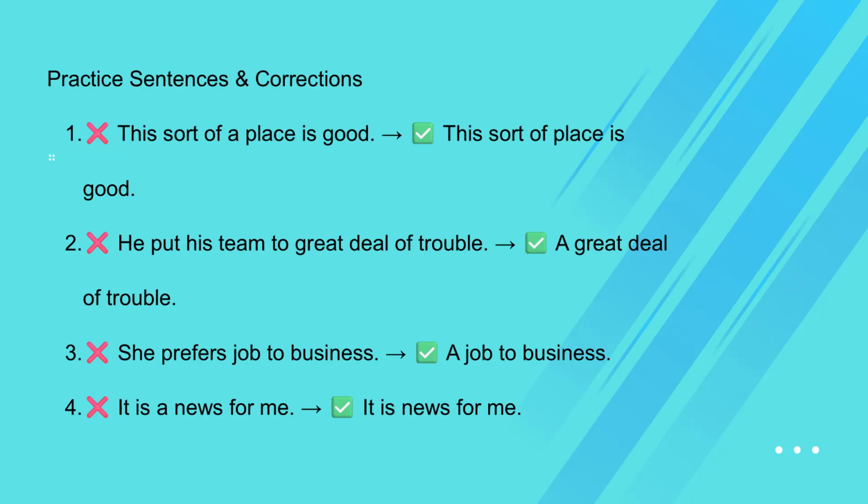Practice sentences and corrections. Let's practice with real corrections. This sort of a place is good, should be: this sort of place is good. He put his team to great deal of trouble, should be: a great deal of trouble. She prefers job to business, should be: a job to business. It is a news for me, should be: it is news for me.